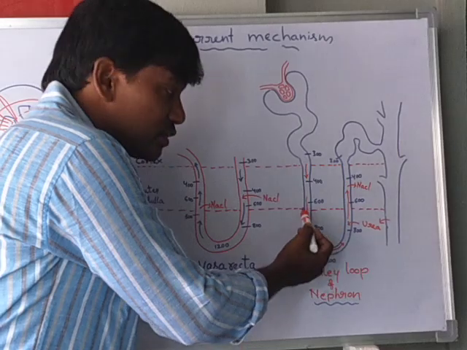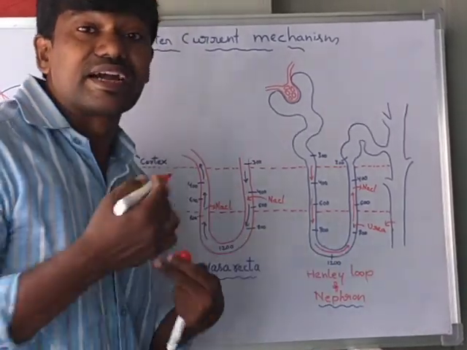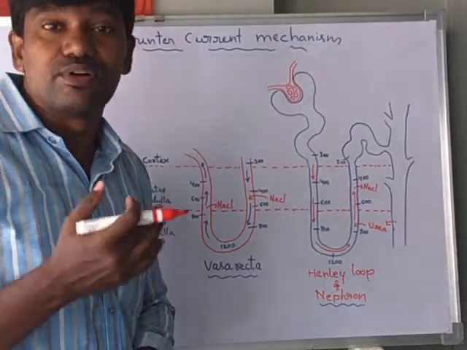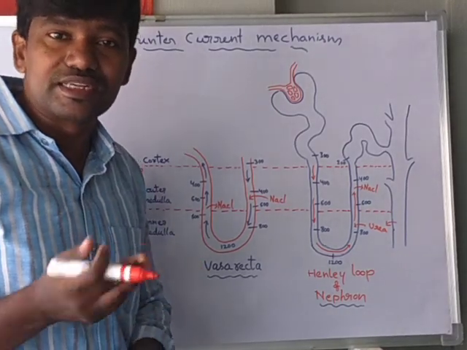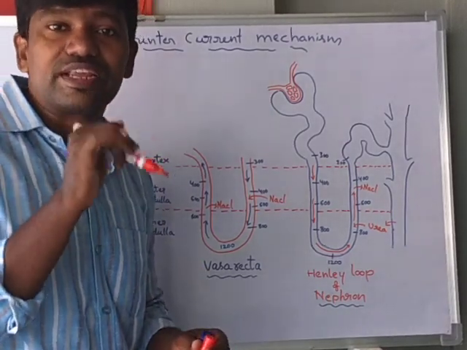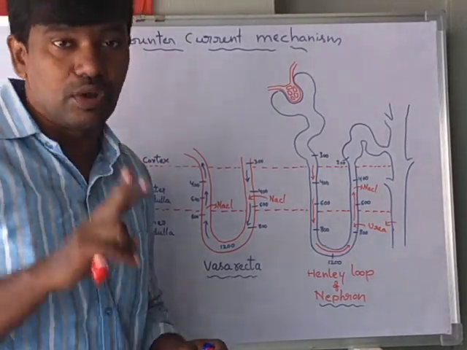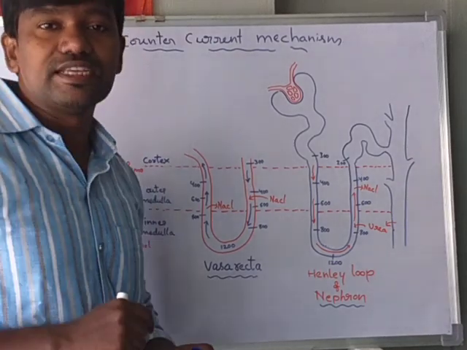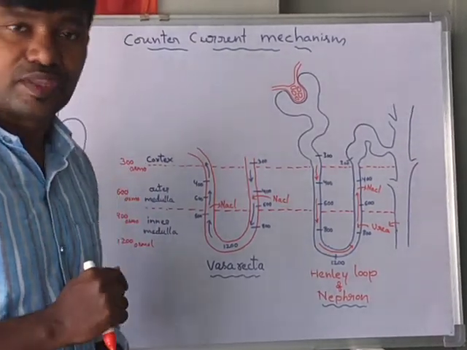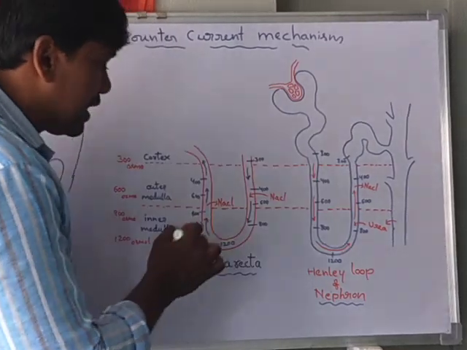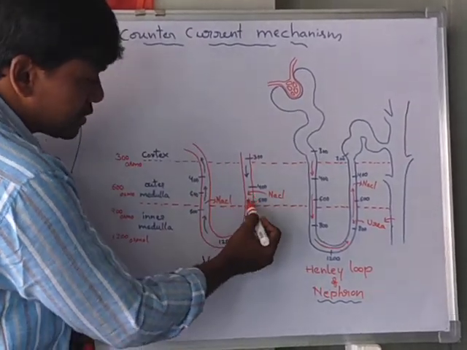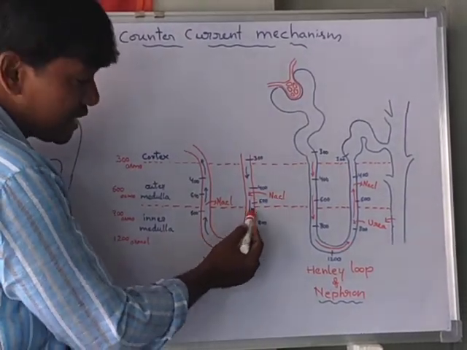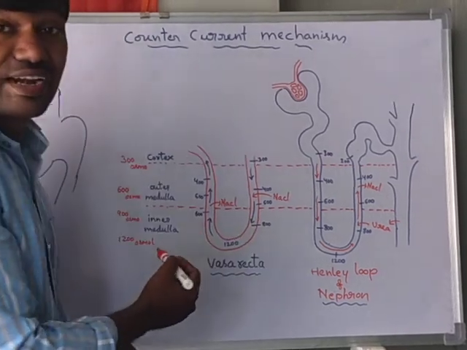So this forms a counter current. Counter current means nothing but the flow of renal fluid in opposite directions. Opposite direction flow is called counter current. Similarly here, this is the vasa recta. The vasa recta also has two different limbs.